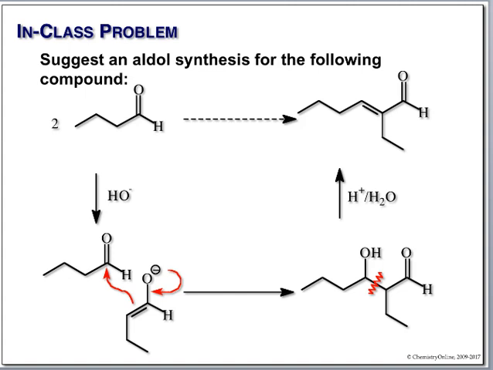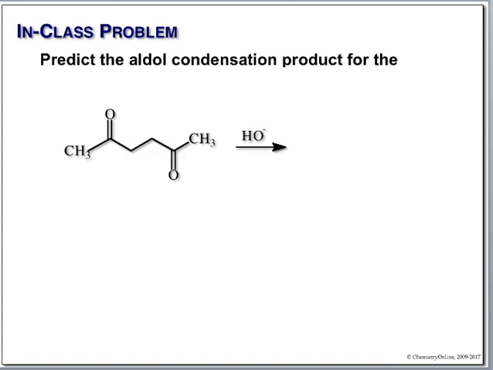Now, there are lots of tricks you can do with an aldol condensation. Let's look at this guy. Here we have a diol. 1, 2, 3, 4, 5, 6. It's a 2,4-hexane diol. If we treat this with base, and do an internal aldol condensation, what would we get?